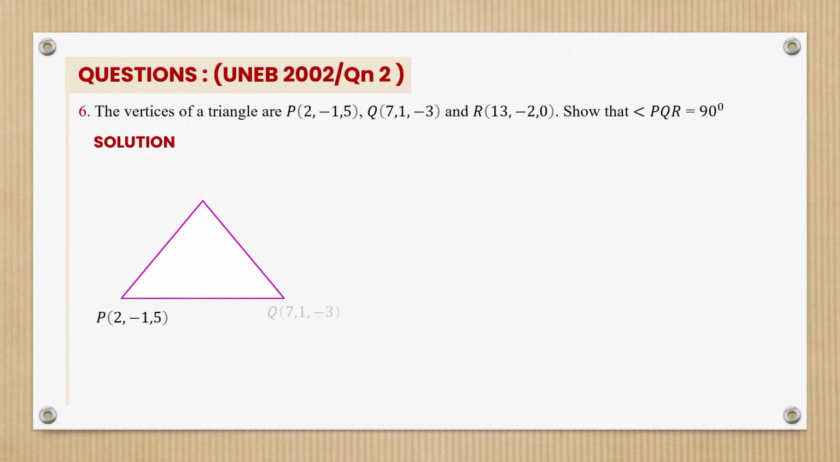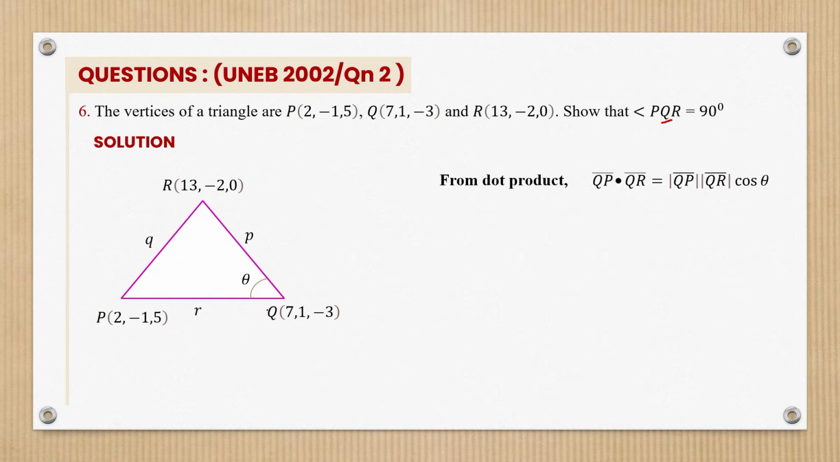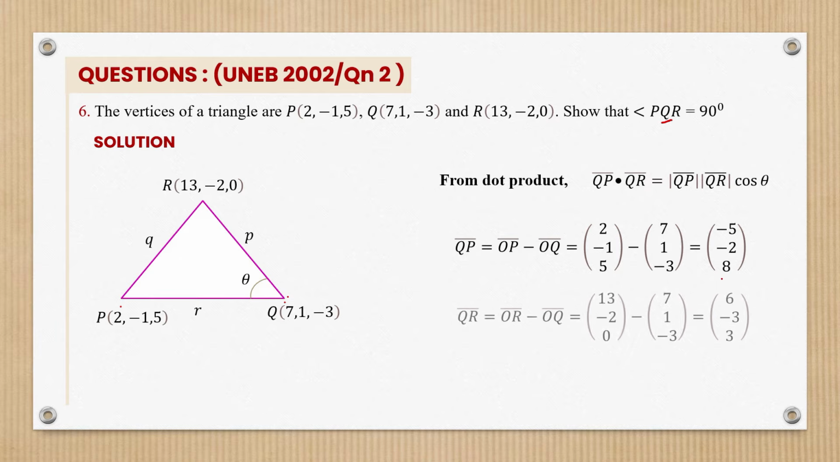We have the points P, Q, R with their coordinates, and that's the angle because we're actually dealing with the angle at Q. So from the dot product, we're going to be finding QP dot QR. Now QP can be found from OP minus OQ, which is (2, -1, 5) minus (7, 1, -3). The answer of QP shall be (-5, -2, 8). Then QR shall be equal to OR minus OQ, which shall give us (6, -3, 3).